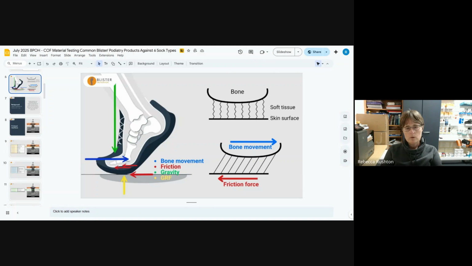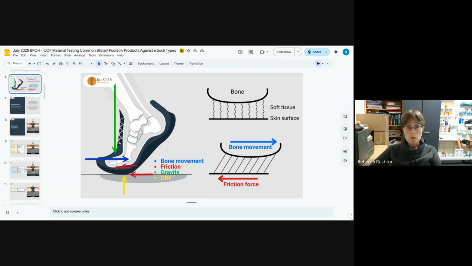Really, the only reason why we would want to significantly reduce the coefficient of friction is where we have a shear-related skin lesion: calluses, painful calluses, blisters, ulcers even. These are all shear-related skin lesions.